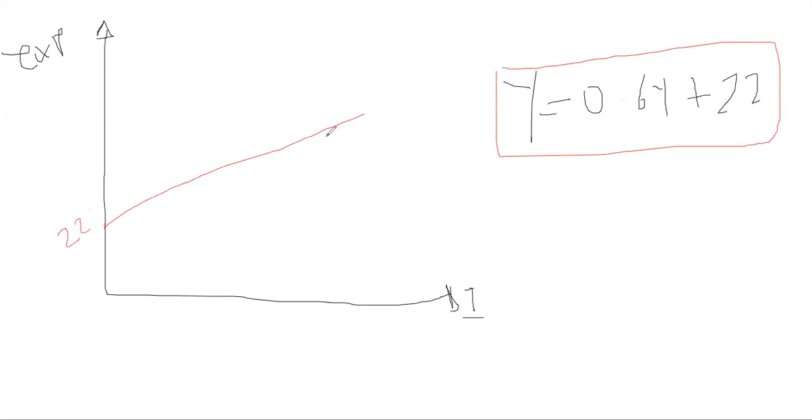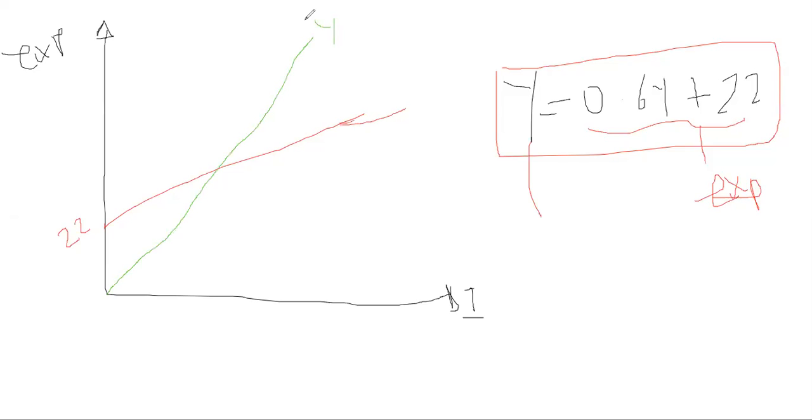So this is representing the expenditure line. As I told you, this is the expenditure, that is the consumption and investment. But the income line, we represent it with a 45-degree line. So we will represent it with this. So this is the income.